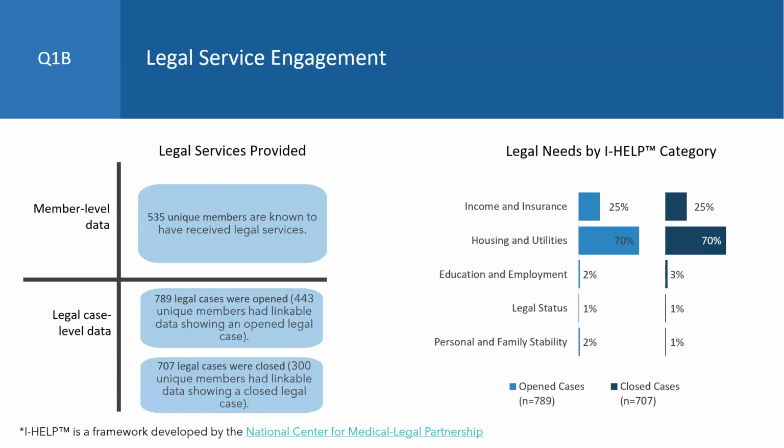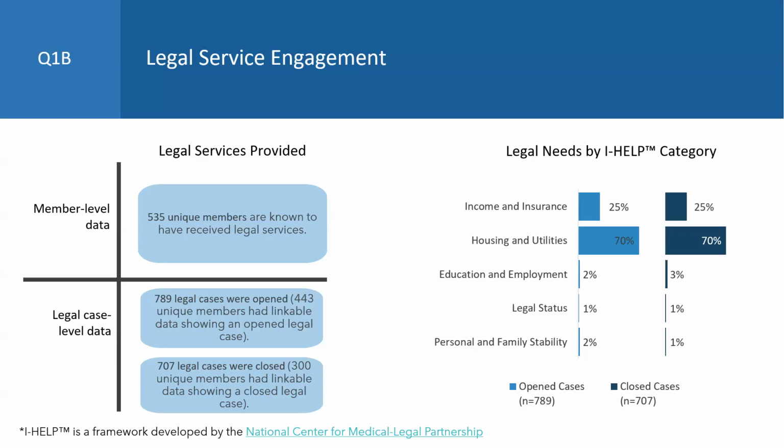Sheridan alluded to this data feedback loop. We have some of that data, unique identifiable data for 535 unique members. And that's data that's shared back to us from these different legal providers.